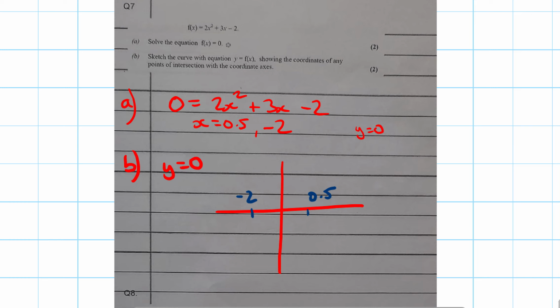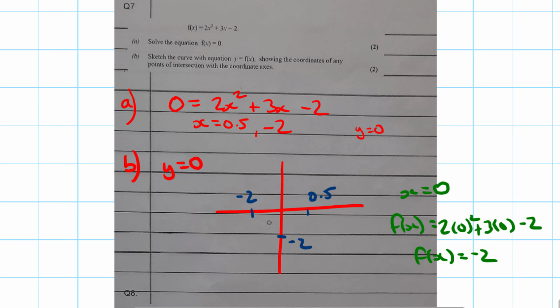We also need to find where it crosses the y-axis. So to do that, we plug in x equals 0. So that is going to be f of x, or y, is equal to 2 times 0 squared plus 3 times 0 minus 2. So f of x is equal to minus 2. And so therefore we can plug it in here. Minus 2, and then that will be our sketch.